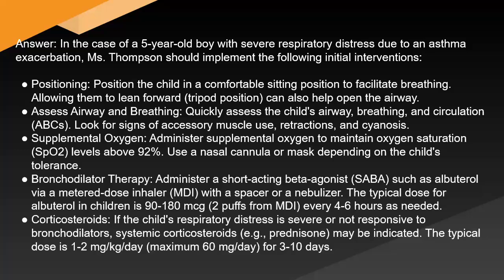Bronchodilator therapy: administer a short-acting beta agonist such as albuterol via metered-dose inhaler (MDI) with a spacer or a nebulizer. The typical dose for albuterol in children is 90 to 180 mcg, 2 puffs from the MDI every 4-6 hours as needed. Corticosteroids: if the child's respiratory distress is severe or not responsive to bronchodilators, systemic corticosteroids, e.g., prednisone, may be indicated. The typical dose is 1 mg/kg a day, maximum 60 mg a day for 3-10 days.